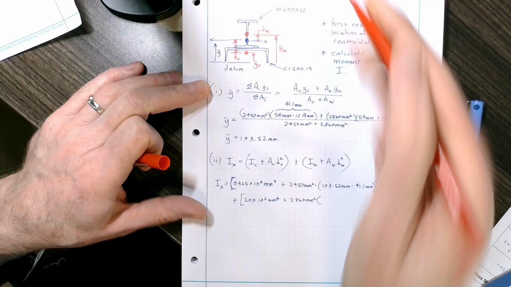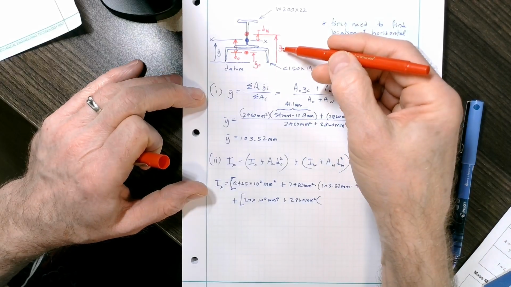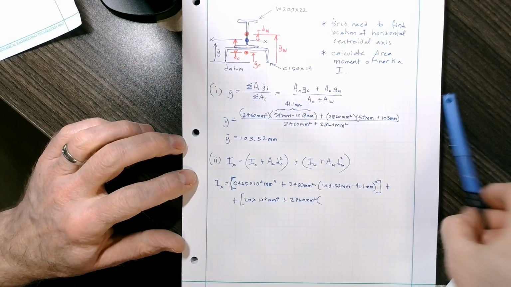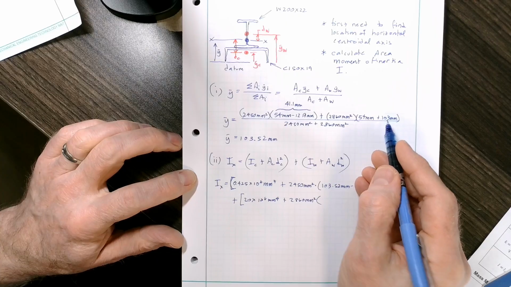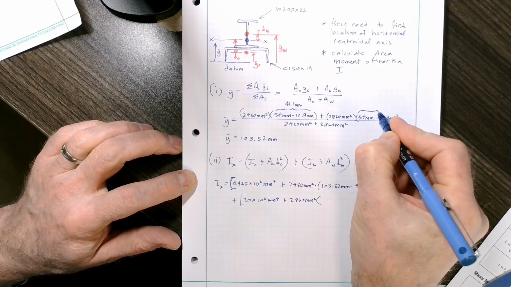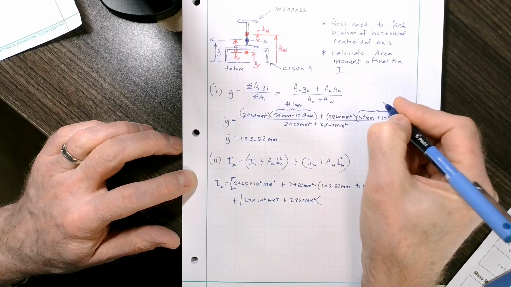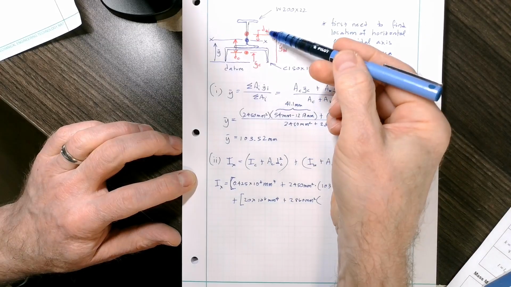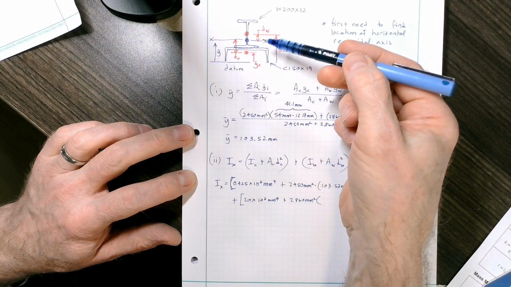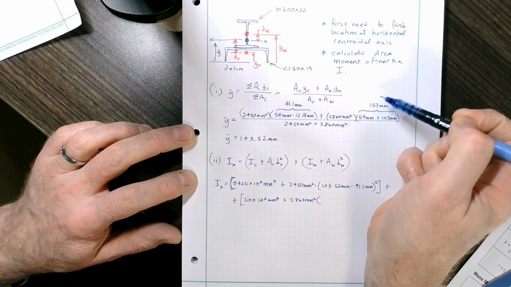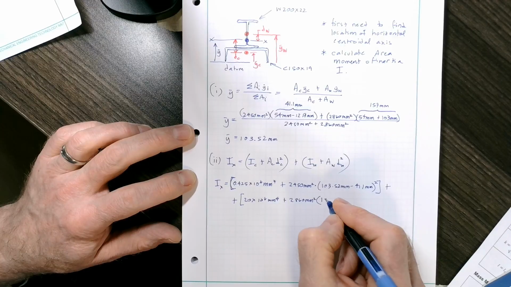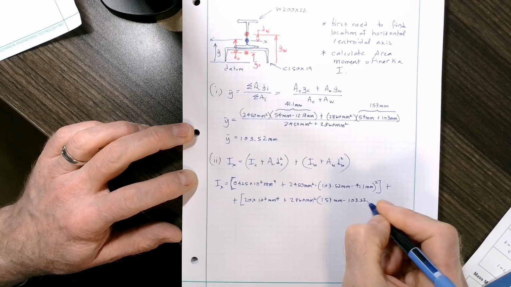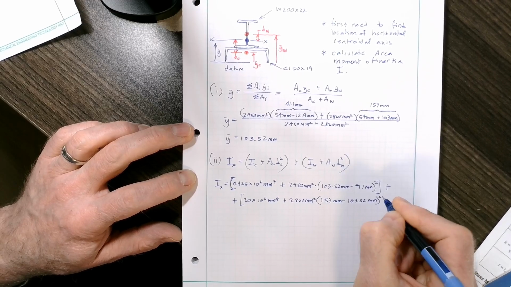Distance W. Well, that's YW minus Y bar. YW is this thing. 54 plus 103. That's 157 millimeters. So that gap, better known as DW, is 157 minus 103.52. And then square that, close bracket.